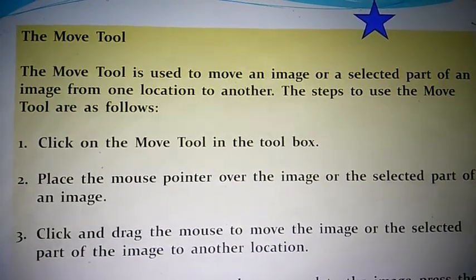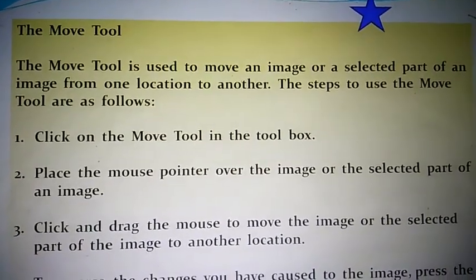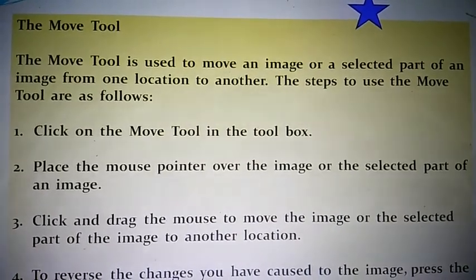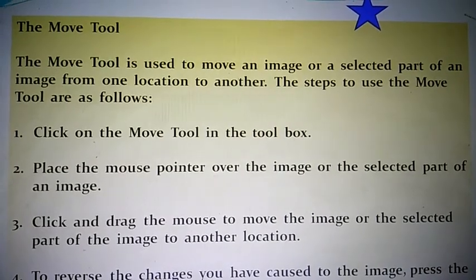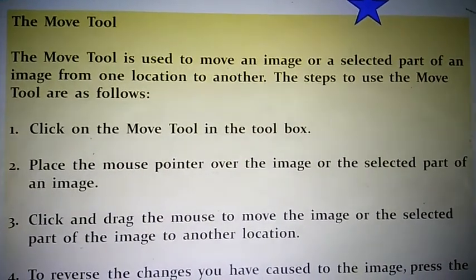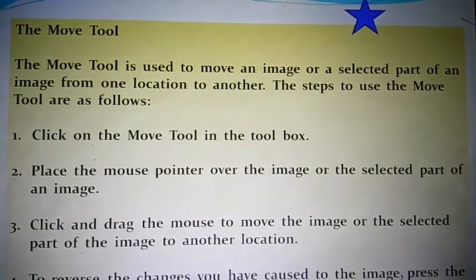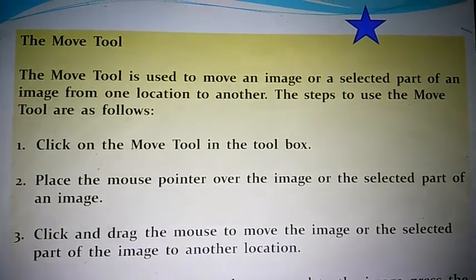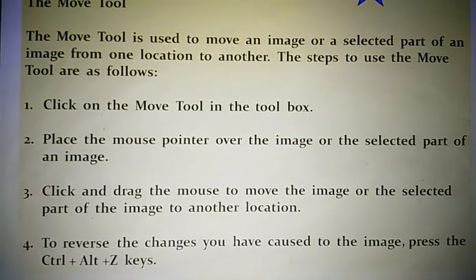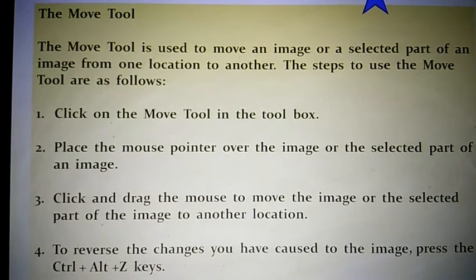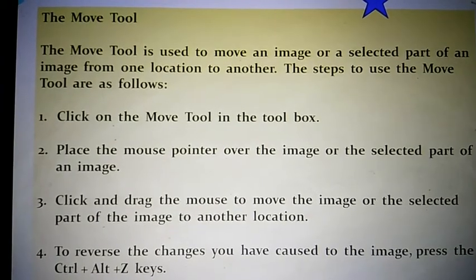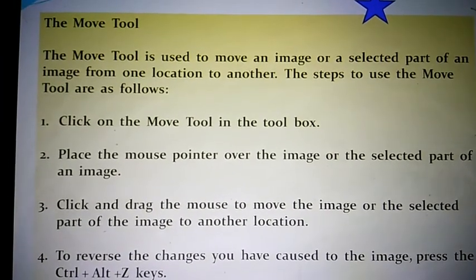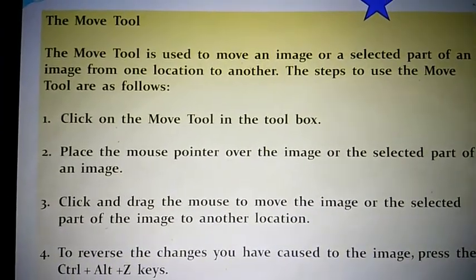So the steps to use the move tool are as follows. First, click on the move tool in the toolbox. Second, place the mouse pointer over the image or the selected part of an image. Third, click and drag the mouse to move the image or the selected part of the image to another location. Fourth, to reverse the changes you have made to the image, press the Ctrl plus Alt plus Z keys. It is your shortcut key to reverse the changes to the image.